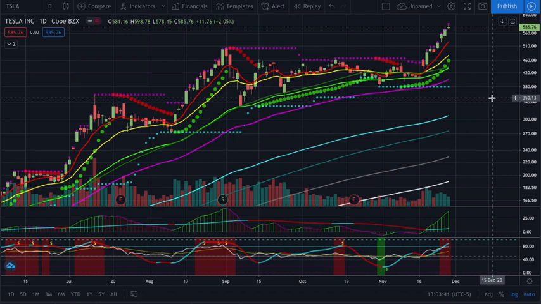But there's a lot of different fundamentals and technicals and things that need to be taken into account that people don't talk about. And most of the time people don't talk about them because they don't know about them.